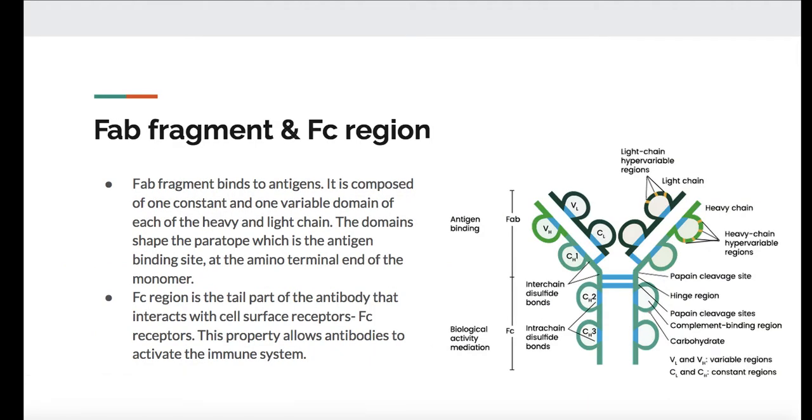So a Fab fragment binds to antigens. It is composed of 1 constant and 1 variable domain of each of the heavy and light chain. The domains shape the paratope, which is the antigen binding site, at the amino terminal end of the monomer. The Fc region is the tail part of the antibody that interacts with cell surface receptors, which are Fc receptors. This property allows antibodies to activate the immune system.